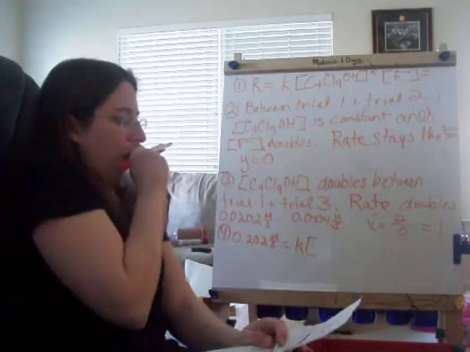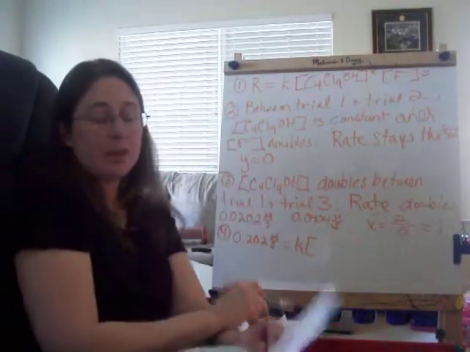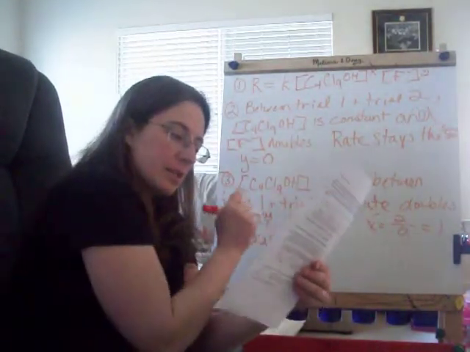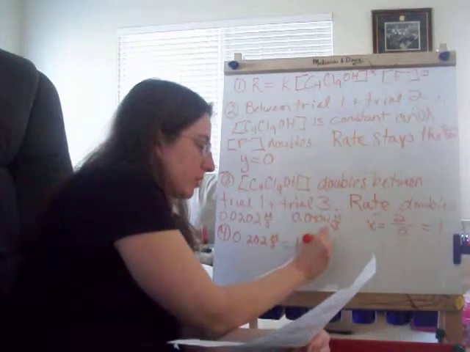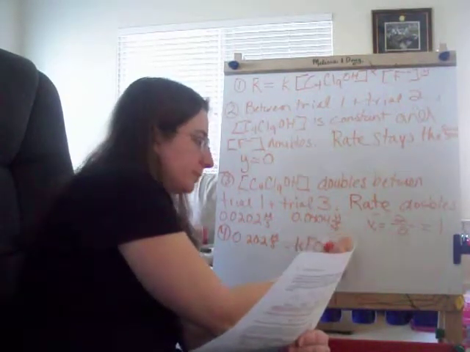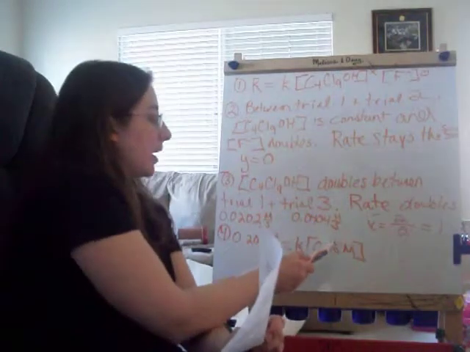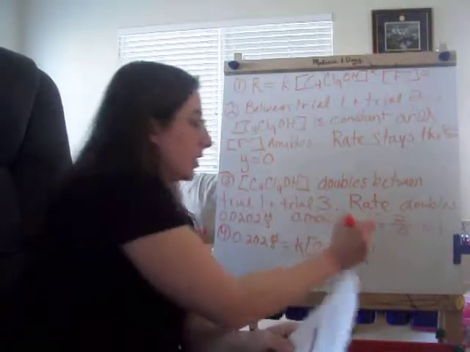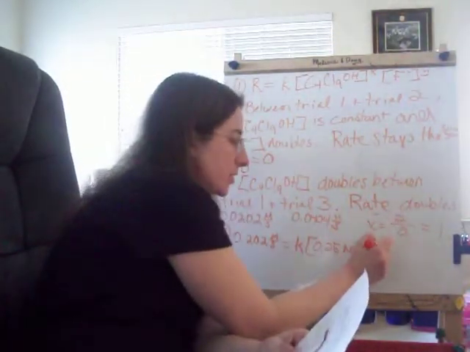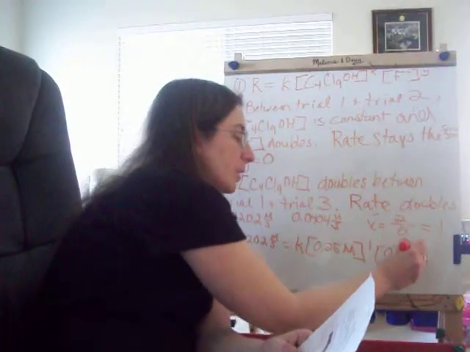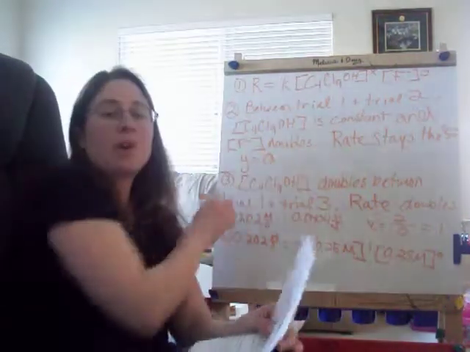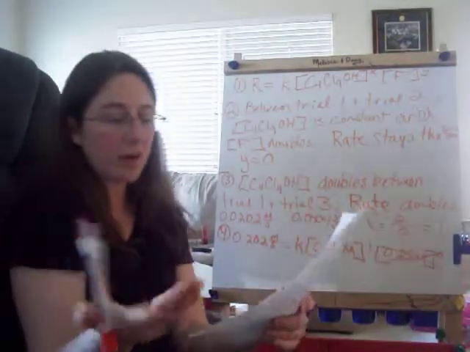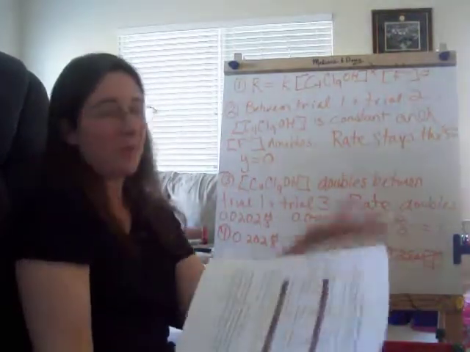So we know R equals K, which is what we're trying to find, times the concentration of C4Cl9OH, which in trial 1 is 0.25 molar. And we know that with respect to that, our exponent is 1. And then the concentration of fluorine, which in this case is also 0.25 molar, raised to the 0 power, because we found Y to be 0. Well, that just makes it 1. Anything raised to the 0 power, of course, is 1. So multiplying by 1, of course, does nothing.